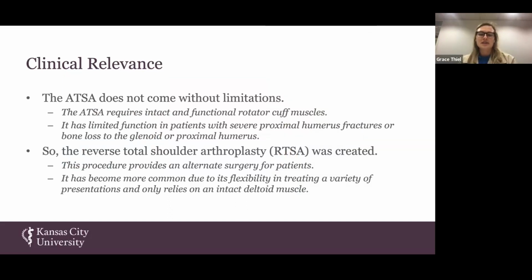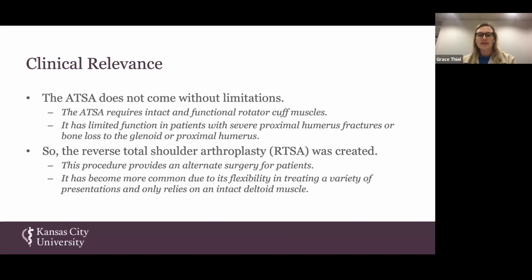However, this procedure does not come without its own limitations. It requires an intact and functional ability of the rotator cuff muscles, and it also has limited applicability to patients who have severe proximal humerus fractures, and proximal is just meaning closest to that joint, so at the upper portion of the upper extremity, or bone loss to either the glenoid, which is the part of the shoulder blade, or the scapula, and the proximal humerus itself.